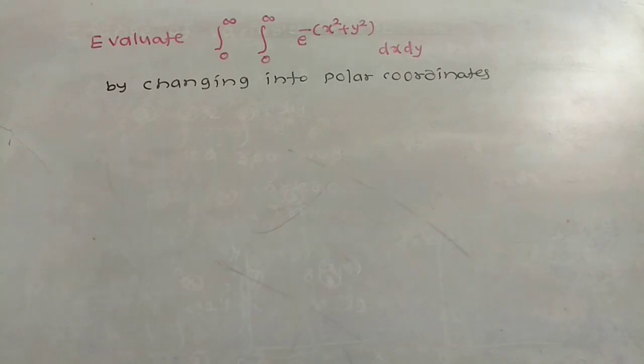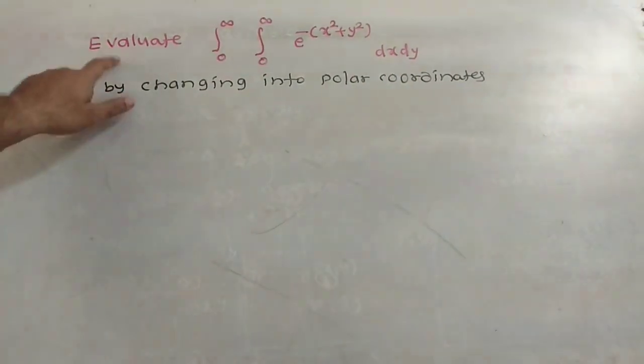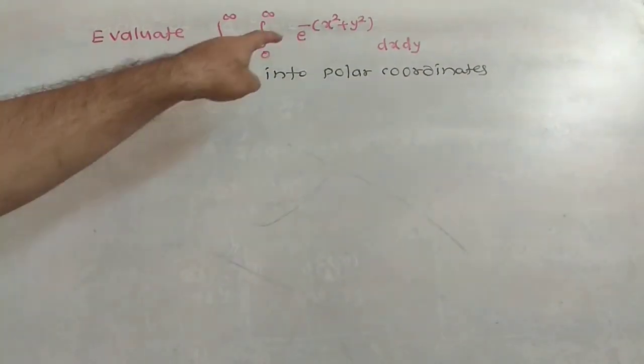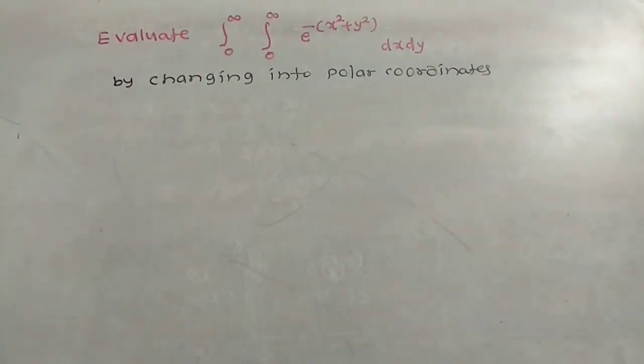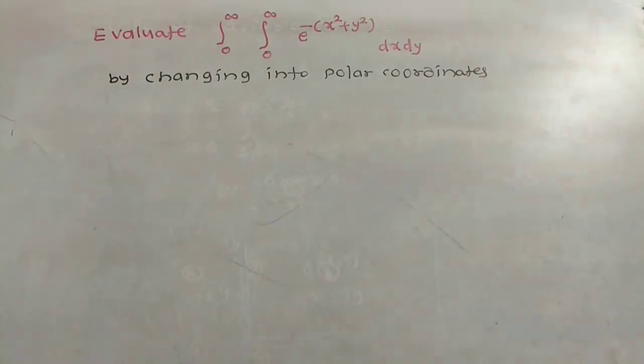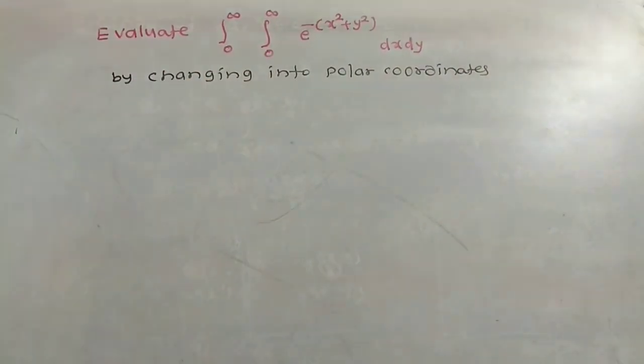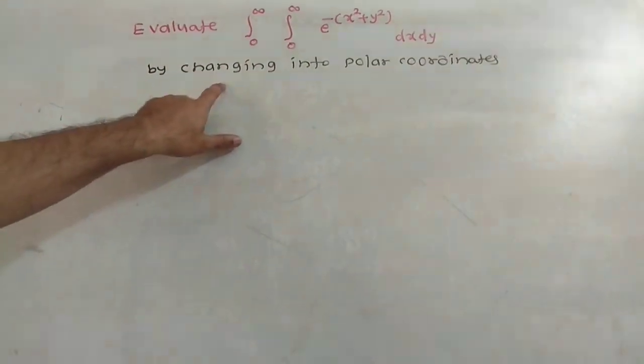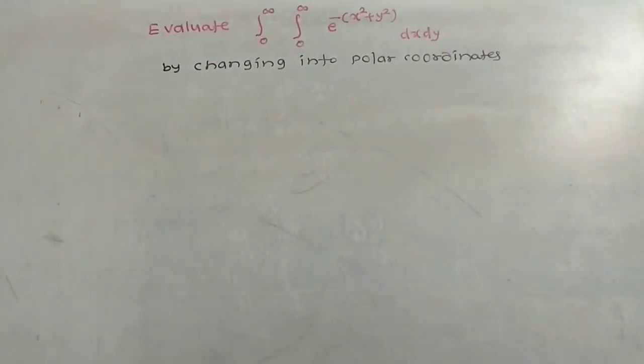Now let us have a first problem. Evaluate the double integral 0 to infinity and 0 to infinity of e power minus of x square plus y square dx dy by changing into polar coordinates. So definitely they are going to mention this statement, changing into polar coordinates.